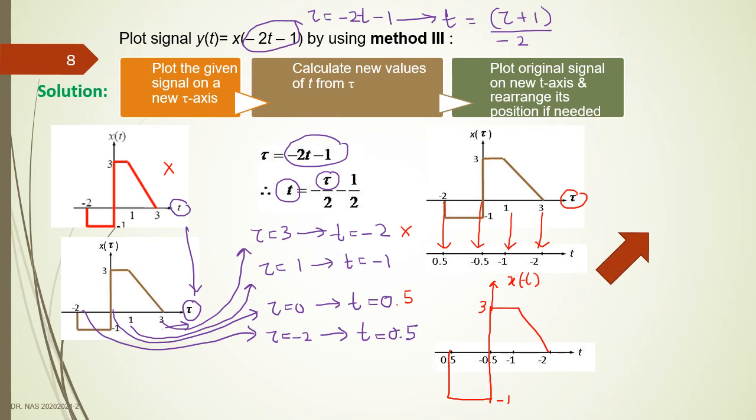Finally, look at the axis. You have negative values on the right hand side and positive values on the left hand side, so you need to rearrange the axis position. So finally you get the final signal.